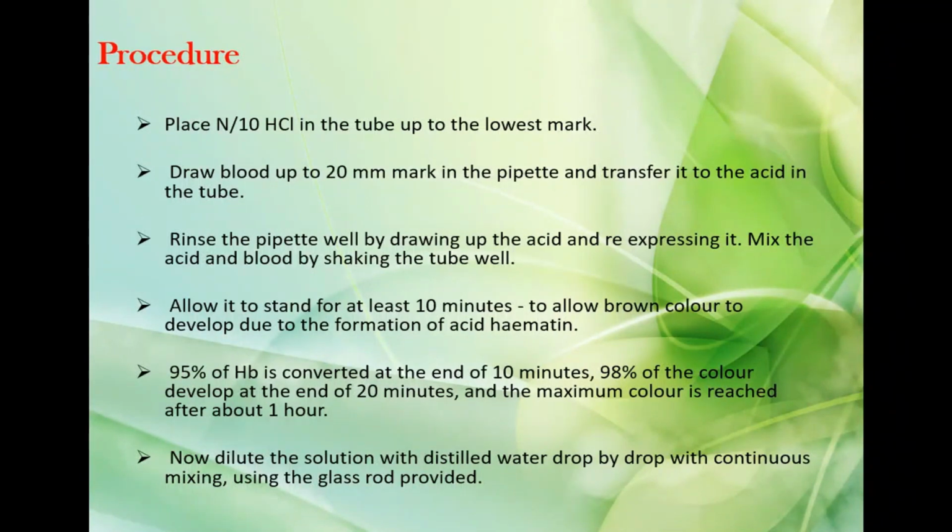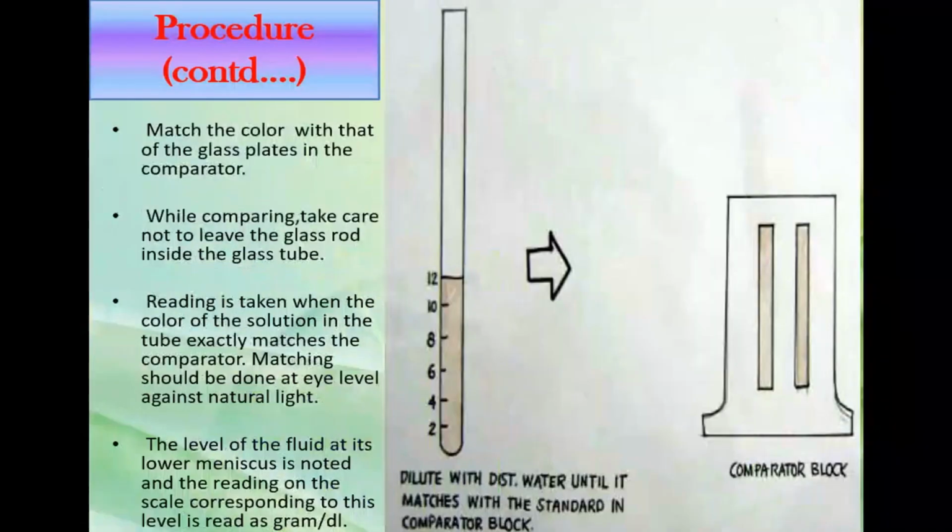When it comes exactly to that color, we can say it has the proper dilution, and that proper dilution, when you add the distilled water, rises up to a certain level. In the scale it shows some mark. Up to a certain mark it will rise. That raised point can be calculated as a percentage, or you can also calculate it as grams per deciliter. So the grams of hemoglobin per deciliter, that's what we can identify.